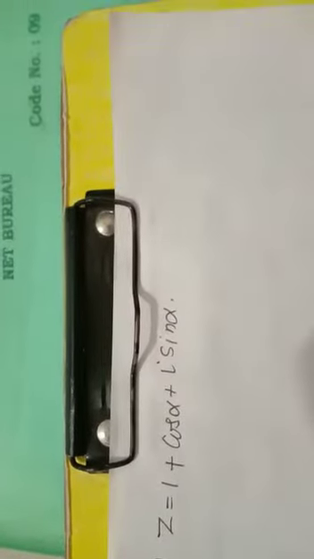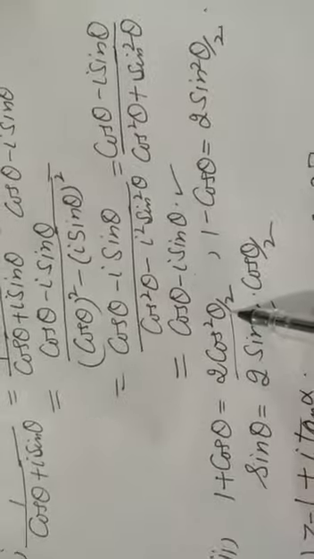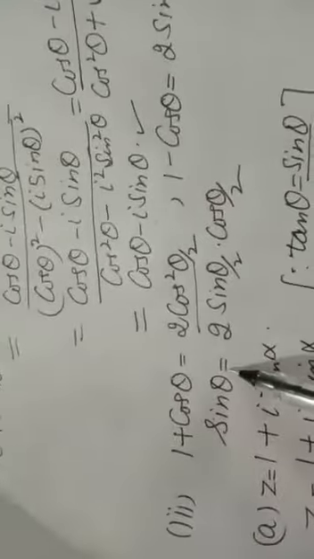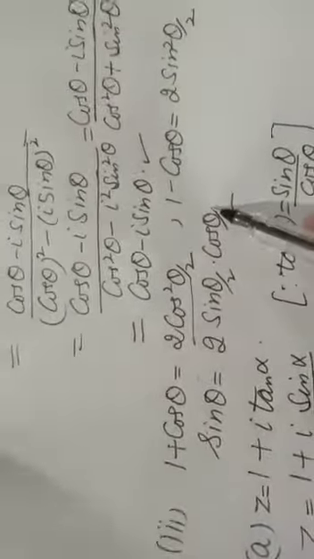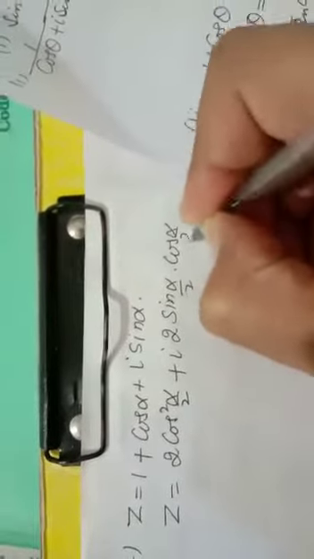So firstly, 1 + cos α we will change. This is 2 cos² α/2 by the formula we have already written: 1 + cos θ is 2 cos² θ/2. That's why I am writing 2 cos² α/2. And next is sin α. Comparing with sin θ, it can be changed into 2 sin θ/2 cos θ/2. So we write 2 sin α/2 cos α/2. These terms are coming to us.